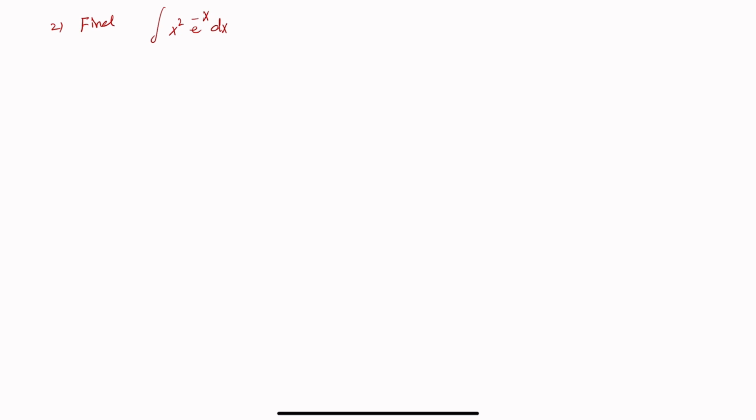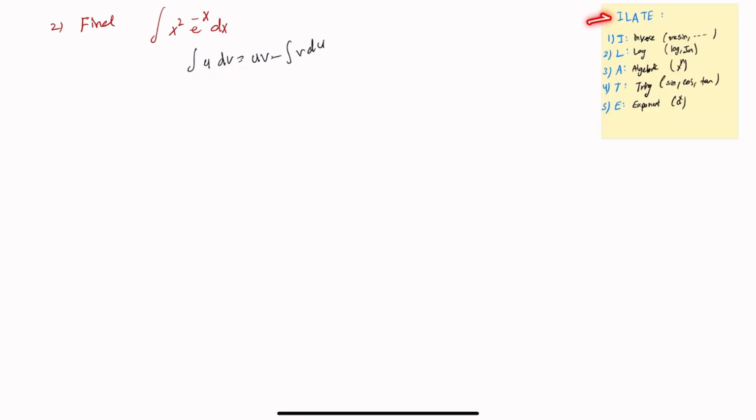Remember, integration by parts is when we have the integral of u dv equal to uv, then minus the integral of v du. The first step is to choose the value of u and dv. Here from ILATE, this is an acronym to help us choose what the function for u is.